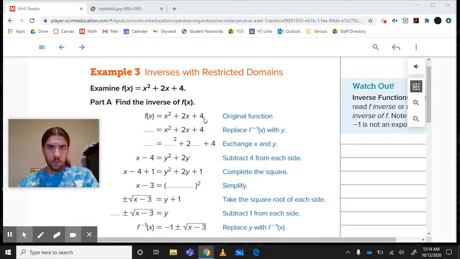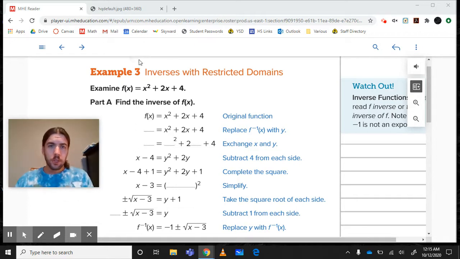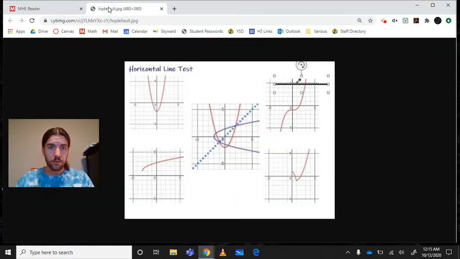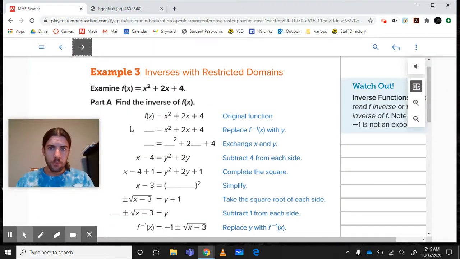Okay, so let's try out one of these inverses with restricted domains. Let's try to find the inverse of a quadratic, of an even function, we could say, of a polynomial of second degree, different ways to call this thing. But anyways, we're talking about a parabola. We're talking about something that is going to fail the horizontal line test, that'll say that we cannot find an inverted function unless we restrict the domain. So let's go through those steps.